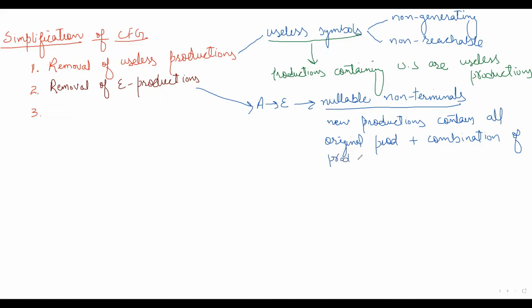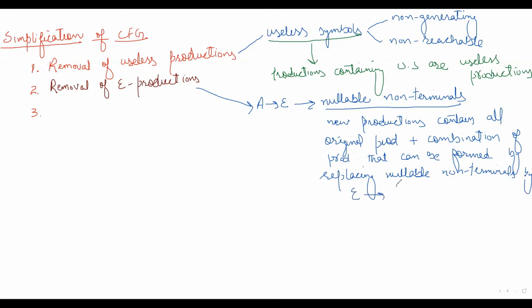productions that can be generated, or we can say that can be formed by replacing nullable non-terminals by epsilon. And do not add these kind of productions. Okay, so this was for removal of epsilon productions.